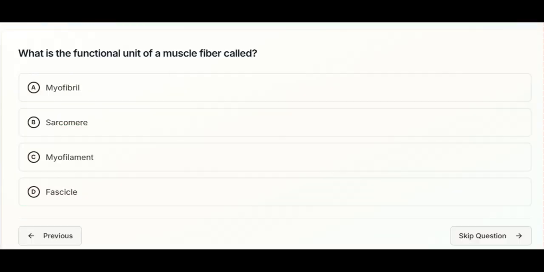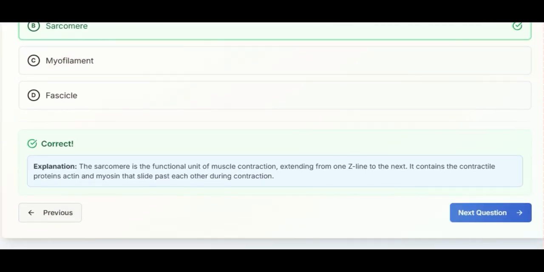What is the functional unit of a muscle fiber called? Myofibril, sarcomere, myofilament, or fascicle? Sarcomere. Sarcomere is the functional unit of muscle contraction, extending from one Z-line to the next. It contains the contractile proteins actin and myosin that slide past each other during contraction.